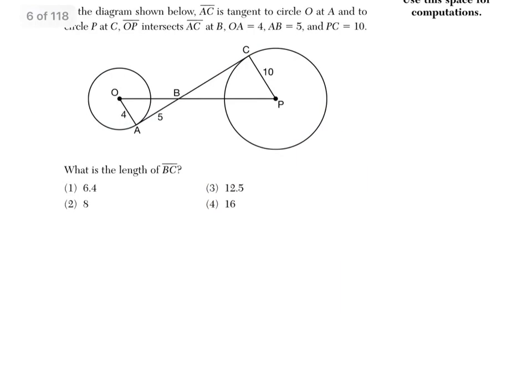Number 12. In the diagram shown below, line AC is tangent to circle O at A and to circle P at C. Line OP intersects line AC at B. OA is equal to 4 and AB is equal to 5 and PC is equal to 10. What is the length of BC? So BC is what we're looking for. This looks like a complicated problem that really isn't. It's just a similar triangle.